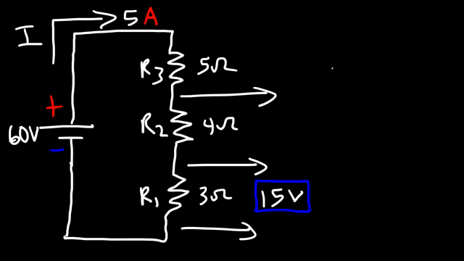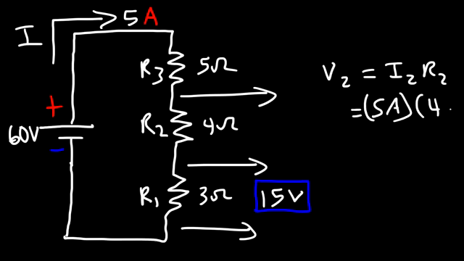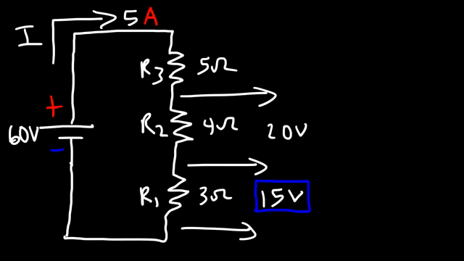Well, we could follow the same pattern. So we could say V2 is equal to I2 times R2. So the current is still going to be 5 amps, but this time the resistance is 4 ohms. So 5 times 4, that's going to give us 20. So we have 20 volts across R2.